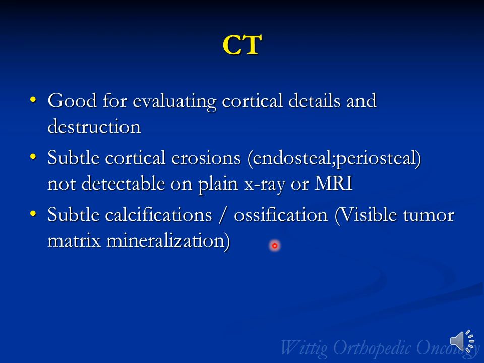CAT scans are good for evaluating cortical detail and destruction, subtle cortical erosions that might not be so well detected on an X-ray, either the endosteal erosion from an intraosseous tumor or periosteal erosion from an adjacent soft tissue tumor, and they're useful for detecting subtle calcifications and ossification or visible matrix mineralization.